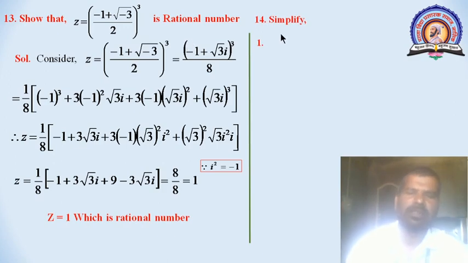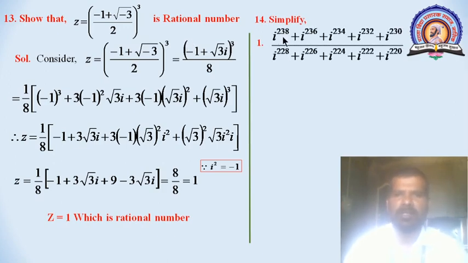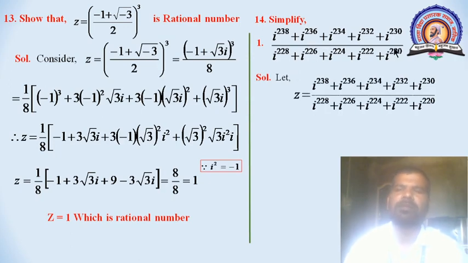Now the next example is simplify: (i^238 + i^236 + i^234 + i^232 + i^230) upon (i^228 + i^226 + i^224 + i^222 + i^220). Consider z equal to this bracket. In the given expression, take out the lowest power of i from the numerator, that is i^230, common, and the lowest power of i from the denominator, that is i^220, common.